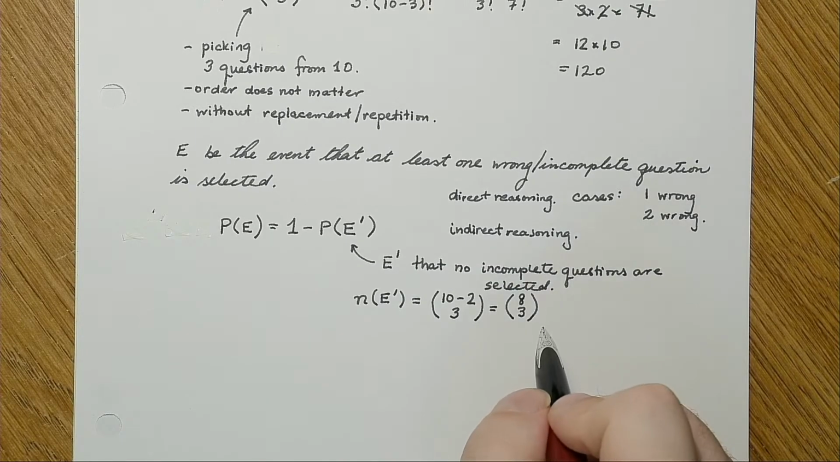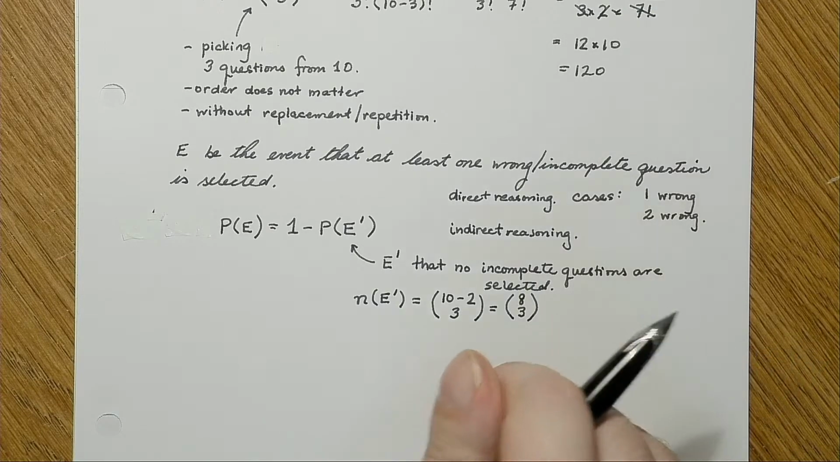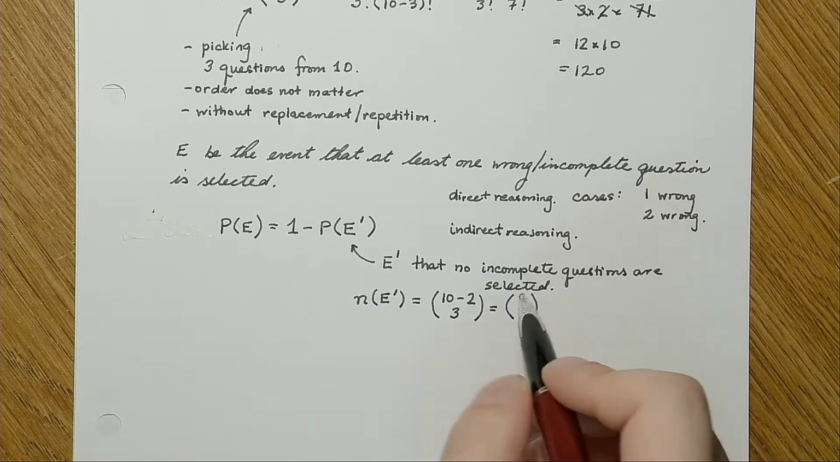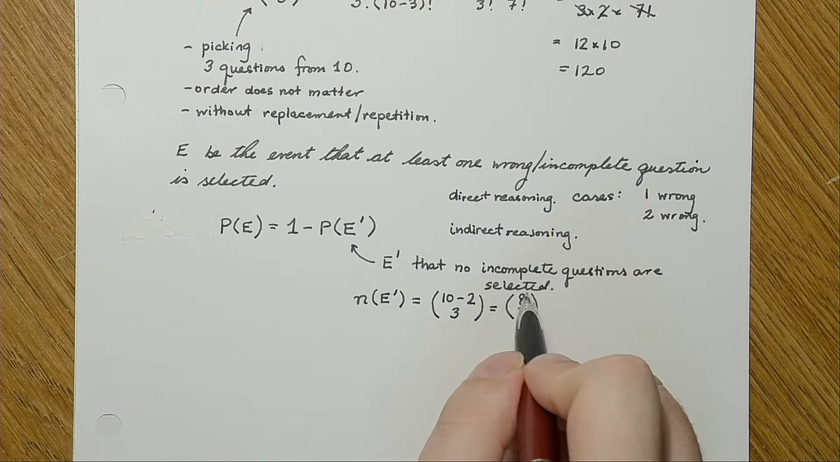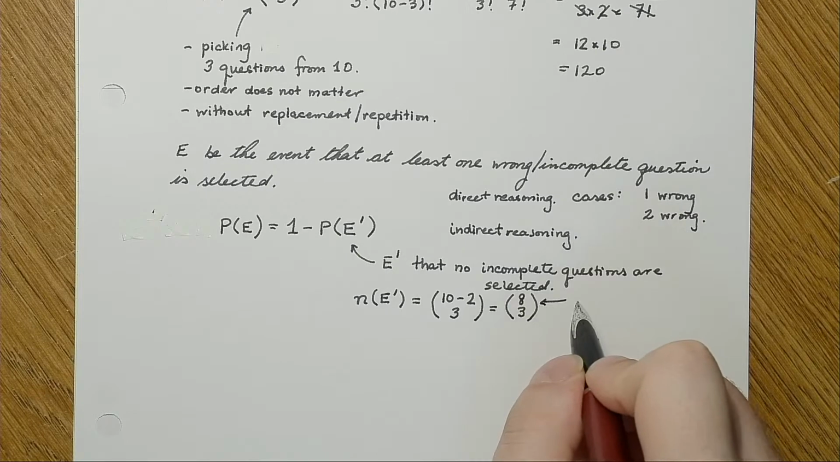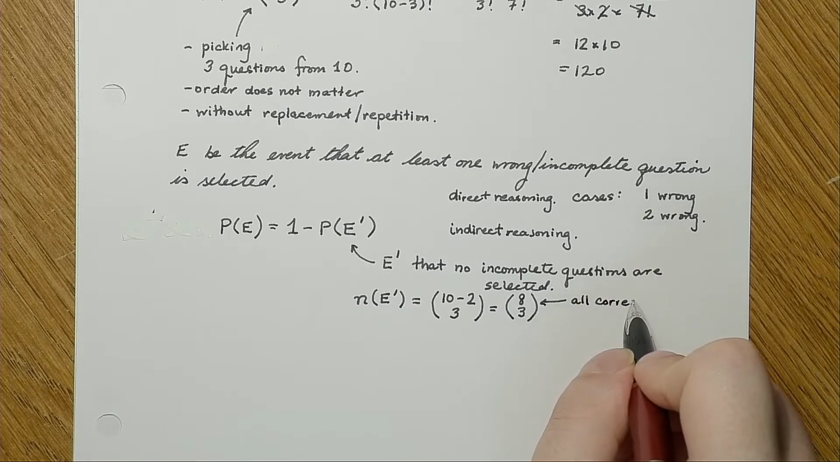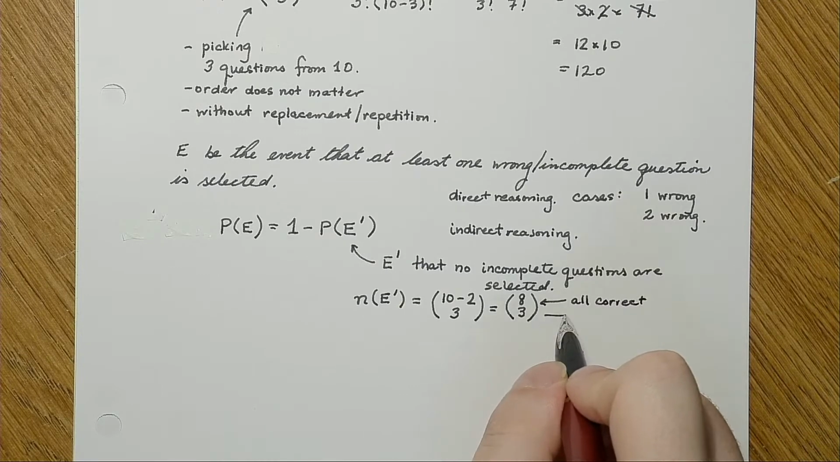I don't think it's 10, choose 8. Because if you had 10, those are 10 questions, and then you'd be picking 8 of them. So no, in this case, what we want is there'll be 8. Those 8 are all correct. And from those 8, we're going to pick 3.